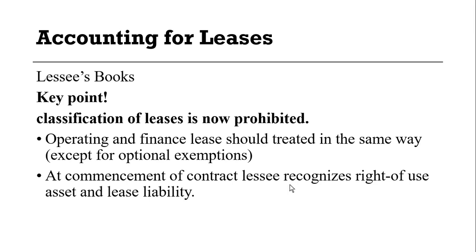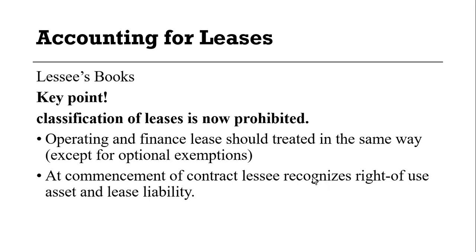Classification of leases is now highly discouraged. Operating and finance lease should be treated in the same way, except for the two exemptional items mentioned: low-value leases, and leases that do not span for more than 12 months.